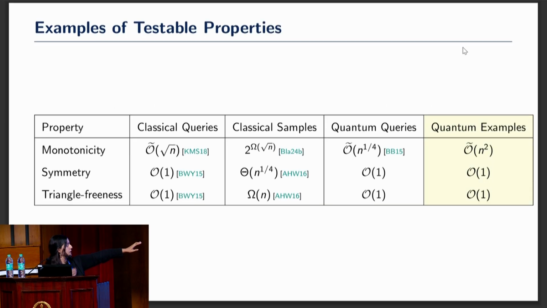But here you can see that for monotonicity, we have an O of square root n copy complexity algorithm, and for symmetry and triangle freeness, we achieve constant sample complexity, whereas with classical samples, you require n to the 1/4 or at least n dependence.